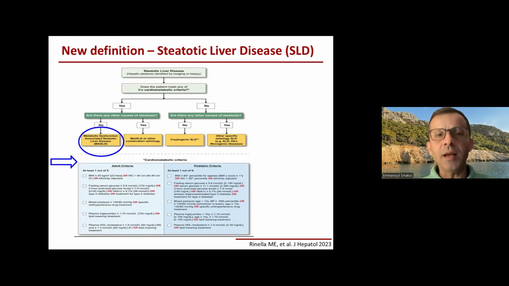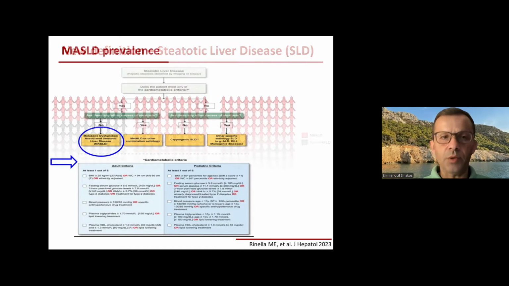And it is diagnosed if you have steatosis in whatever radiological method you use. A simple ultrasound can fulfill this criterion. And of course, you need 1 out of 5 of the cardiometabolic criteria that the audience of this Congress is well aware of, and you can see them in the lower part of this slide. Don't forget to exclude drugs or other diseases that can cause steatosis.